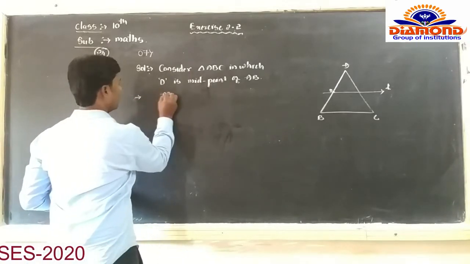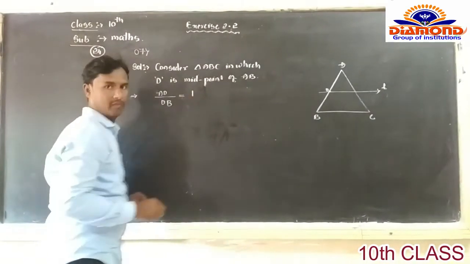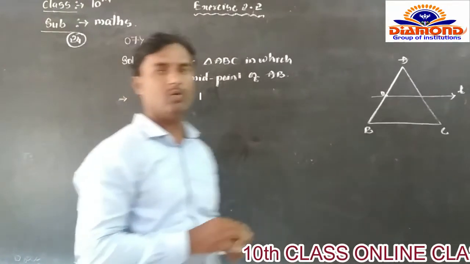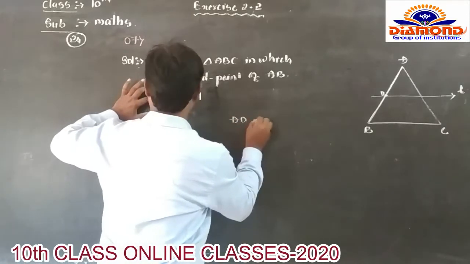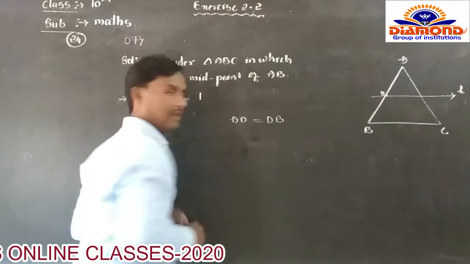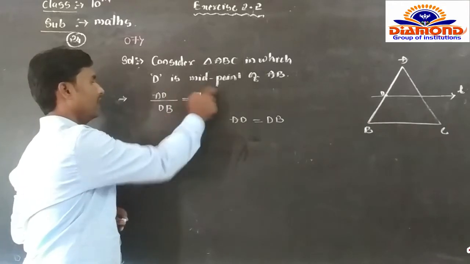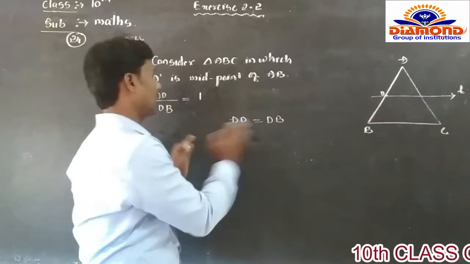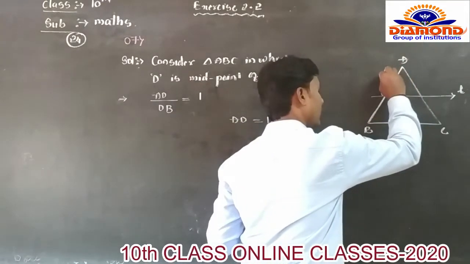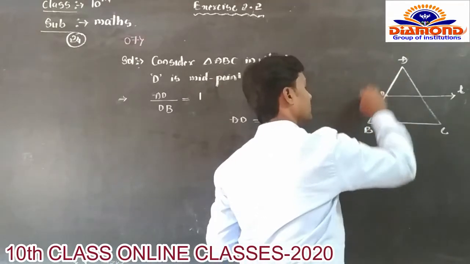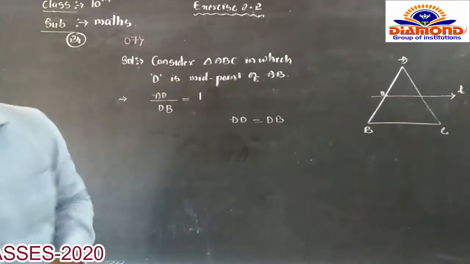So we can write here AD by DB is equal to 1. We are taking AD by DB equal to 1. Why are we taking 1? Suppose we multiply crosswise, it becomes AD equal to DB. AD equal to DB means both are equal. Midpoint means this is half and this is also half. If this is 1 unit, this is also 1 unit; if this is 2 units, this is also 2 units, because D is the midpoint of AB. So this is completed.